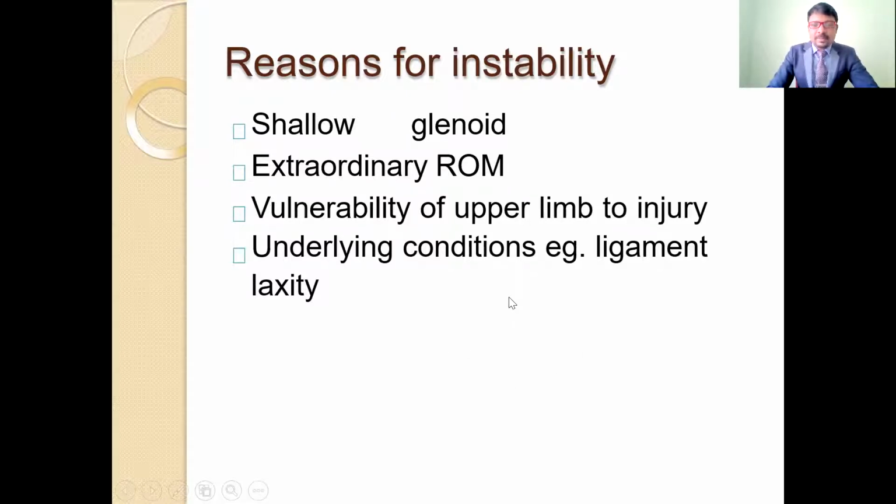Another reason is the vulnerability of the upper limb to injury and underlying conditions such as ligament laxity. Another reason is a genetic defect. If anybody in the family has ligament laxity syndrome or hypermobile joint syndrome, there is a chance of shoulder dislocation or instability. Because of this instability, it leads to shoulder dislocations.